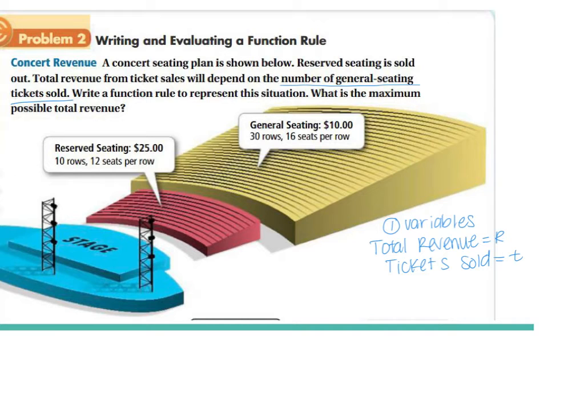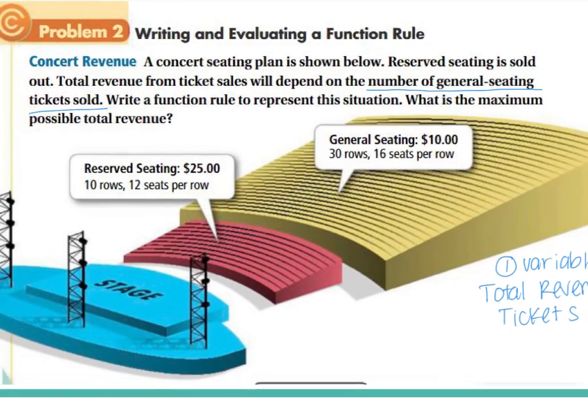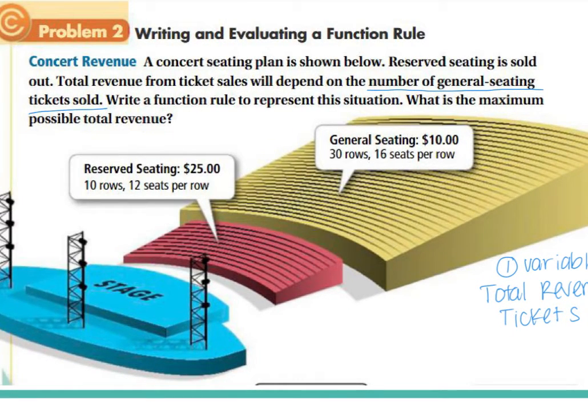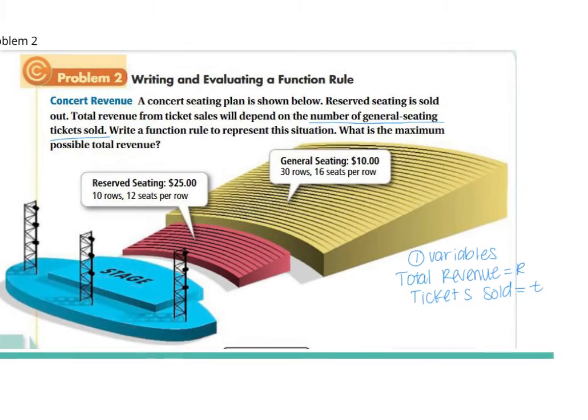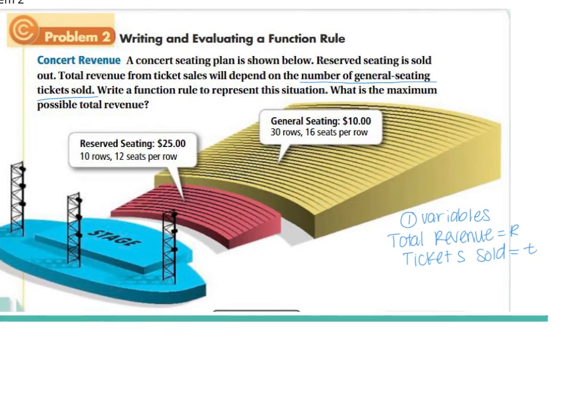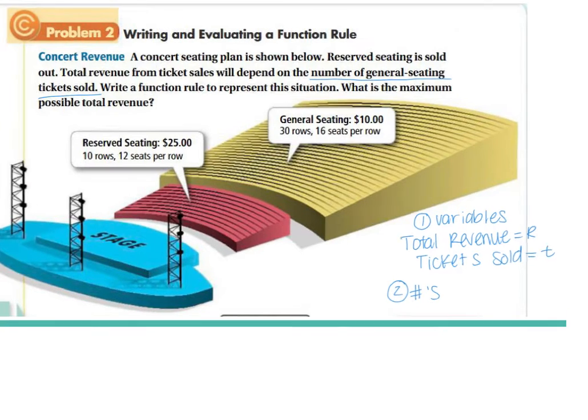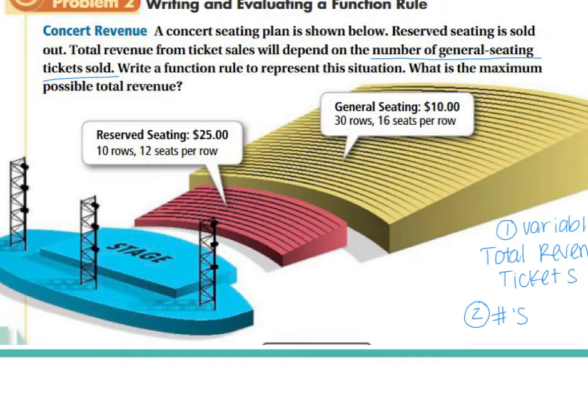Okay, our first thing that we're supposed to do is write a function rule to represent the situation. Now we are given some numbers down here. So what we have to do is write down all of those numbers. So number 2, we're going to write down the numbers. Reserved seating was $25 for 10 rows and 12 seats per row.